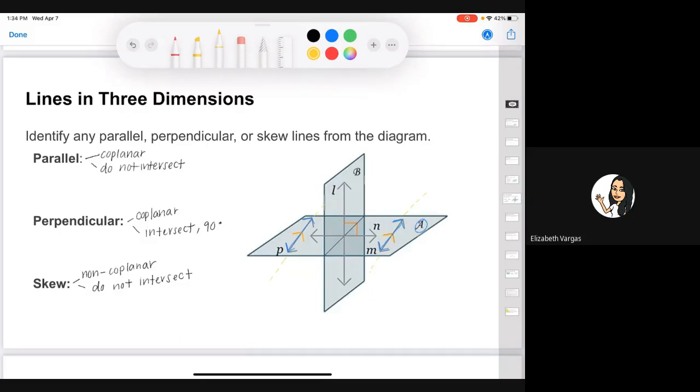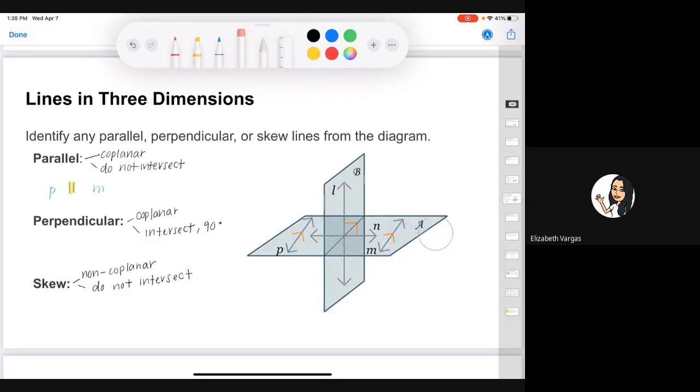And so because of that, we can say that line P is parallel to line M. This symbol represents parallel because it basically mimics two parallel lines. So line P is parallel to line M.